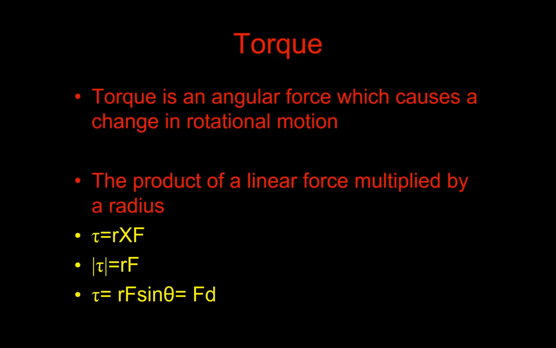So torque is an angular force, and that causes a change in rotational motion. Really, torque is R crossed with F. It is that cross product again, which really becomes RF sine theta. And that depends on the angle at which the force is applied. If it's applied 90 degrees to R, then sine theta is a maximum of 1, and torque just becomes R times F.